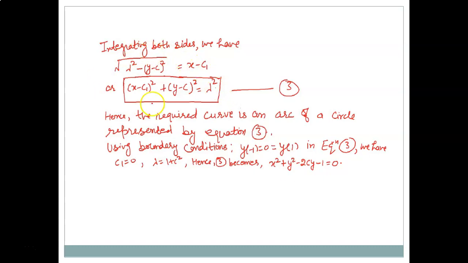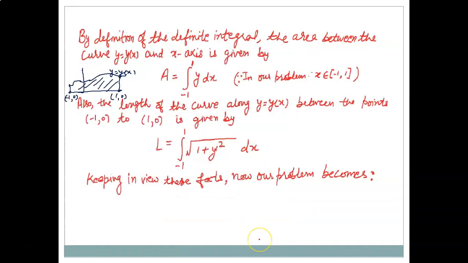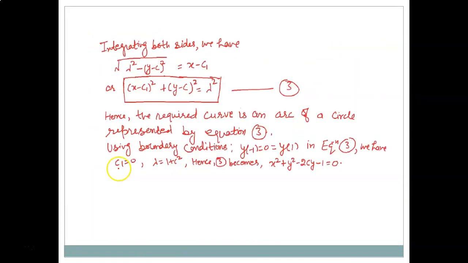So after squaring and adding, it reduces to this form. This is obviously the equation of a circle whose center lies at (c1, c) and radius is lambda. Hence the required curve out of this family is a circle. Now in this equation of the circle, c1, c and lambda are undetermined constants, so we have to determine all these three constants using the given boundary conditions and the constraint of length.